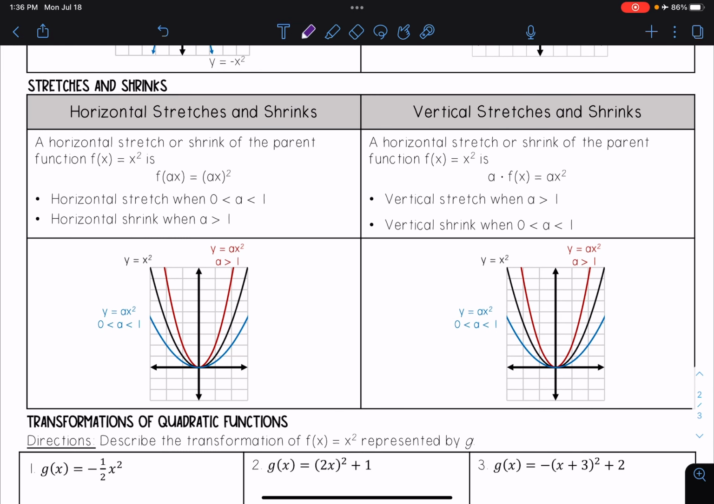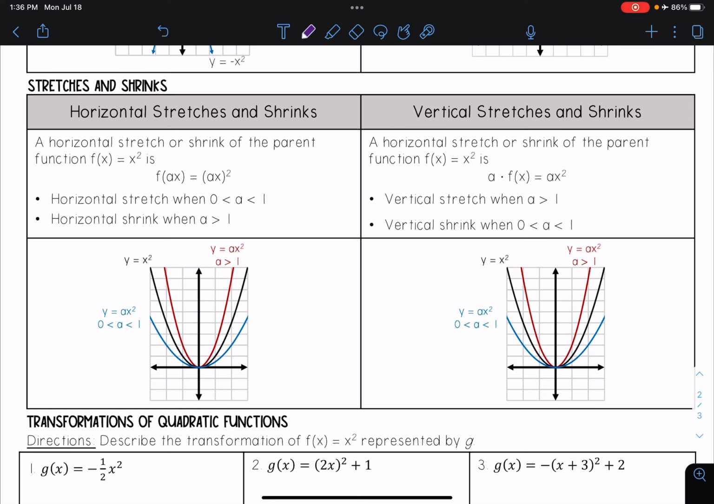Then we have stretches and shrinks. So first we have horizontal stretches and shrinks. And a horizontal stretch or shrink of the parent function f of x equals x squared is when we multiply our a in our input. And so f of ax is equal to the quantity of ax squared. And so this is going to be a horizontal stretch when a is between 0 and 1. And it's going to be a shrink when a is greater than 1.